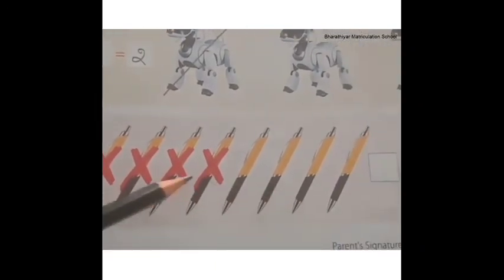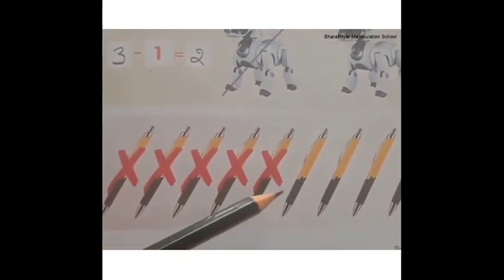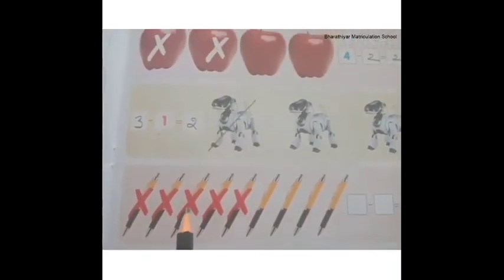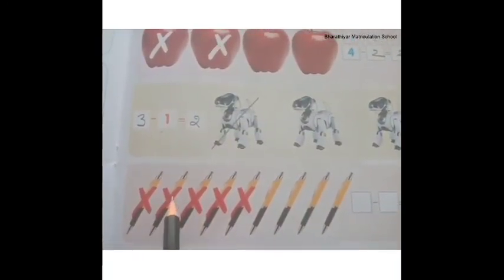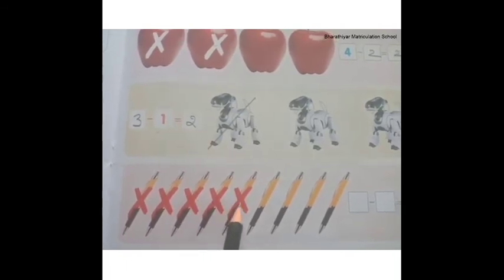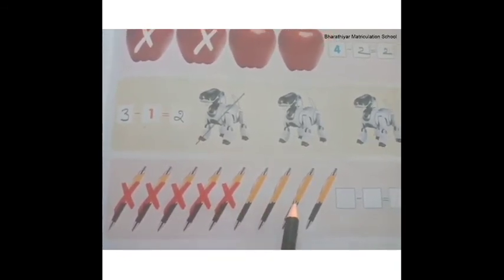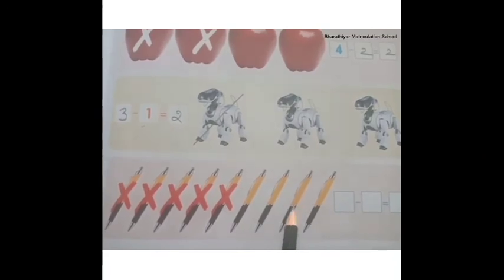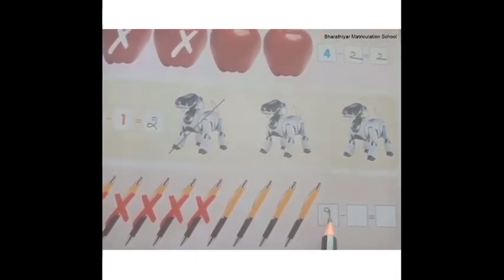Children, look at the next picture. What are these? These are pens. How many pens are there? Let us count. 1, 2, 3, 4, 5, 6, 7, 8, 9. There are 9 pens. So write here 9.